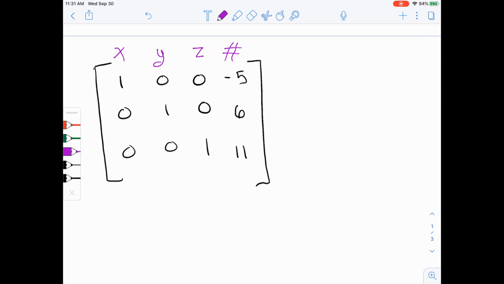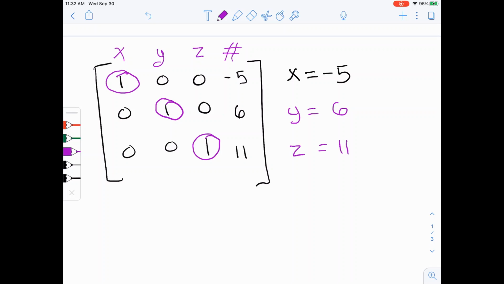So we look and see the only row where x has a coefficient is the first row. So that shows me x equals -5. The only space where y has a coefficient is the second row. So that tells me y equals 6. The only space where z has a coefficient is the third row. So that tells me z equals 11. And that's it. That's your solution.